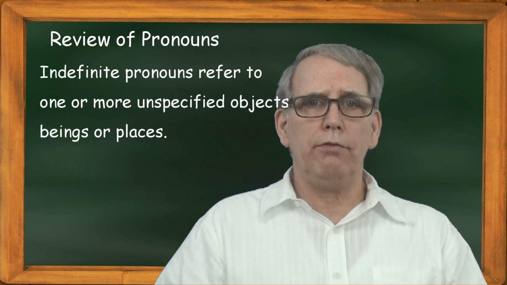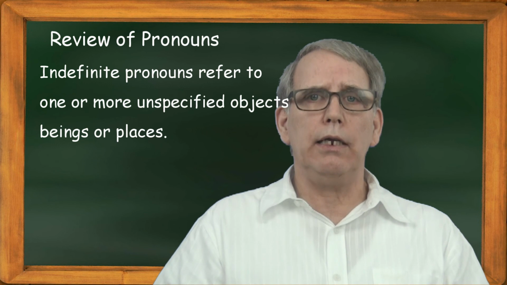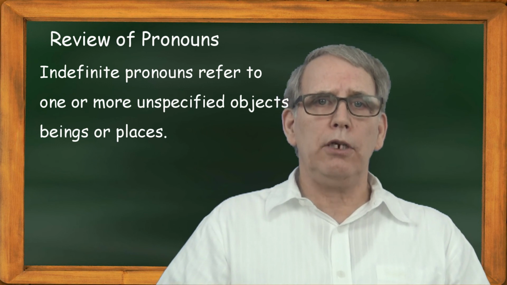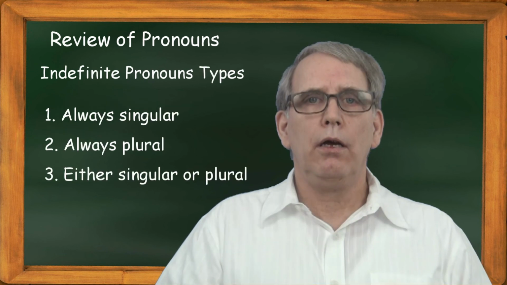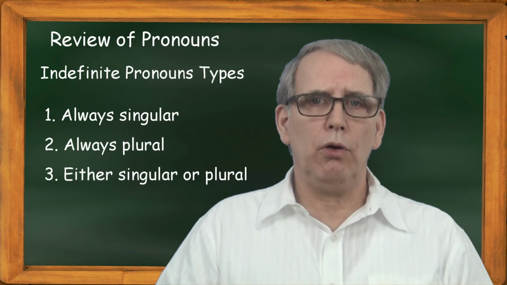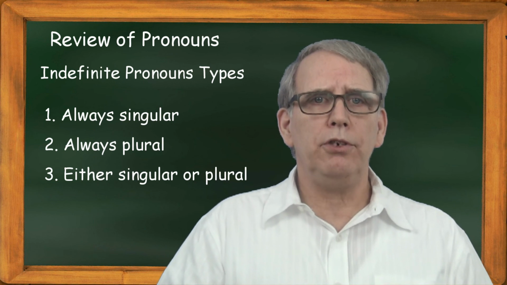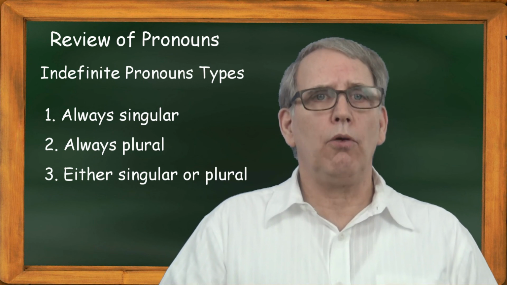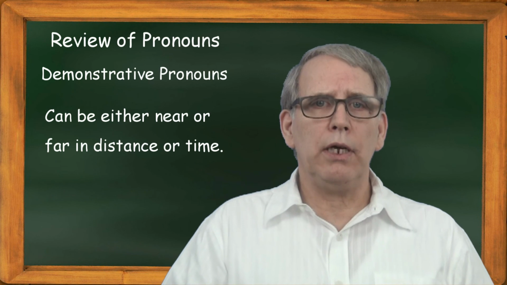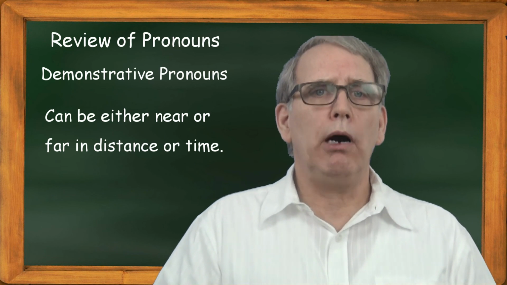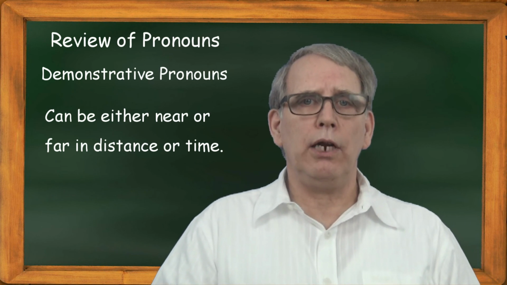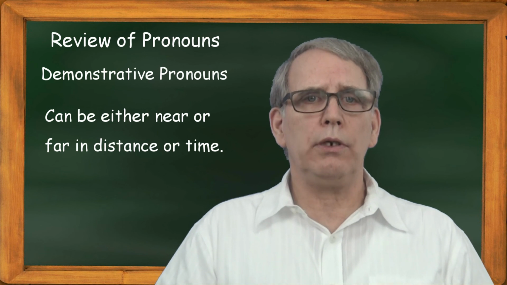They are called indefinite simply because they do not indicate the exact object, person, animal, or place to which they refer. There are three types of indefinite pronouns. Some are always singular, some are always plural, and a few can be either singular or plural. When used to represent a thing or things, demonstrative pronouns can be either near or far in distance or time.